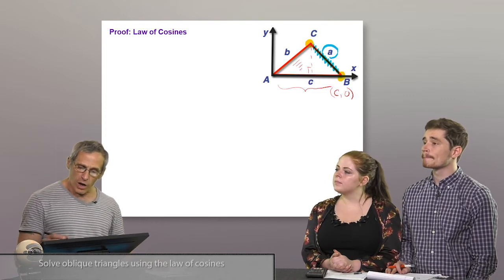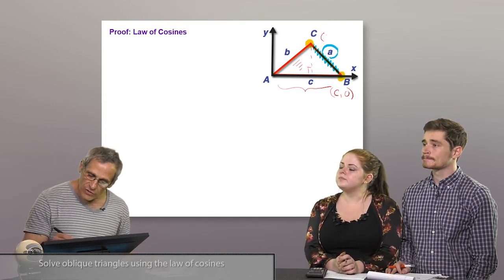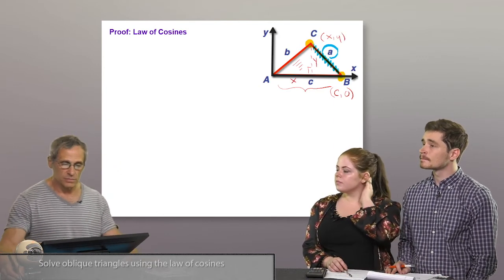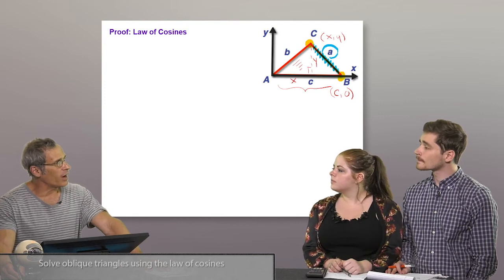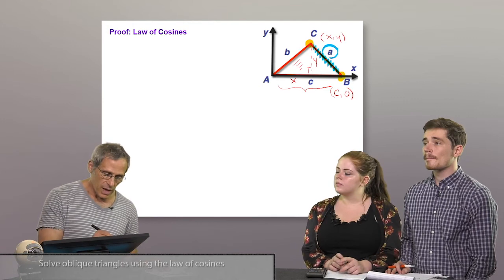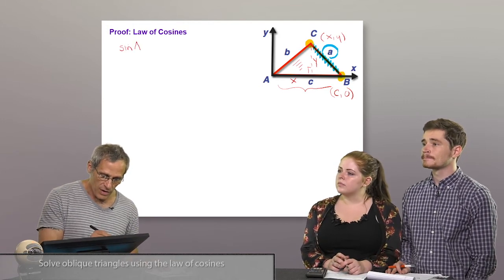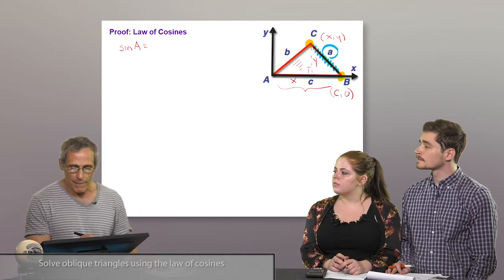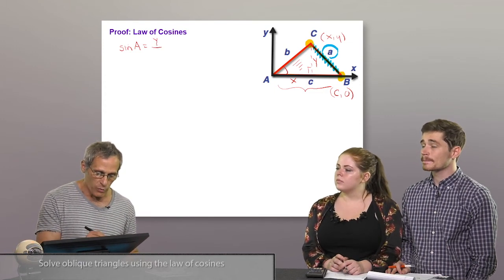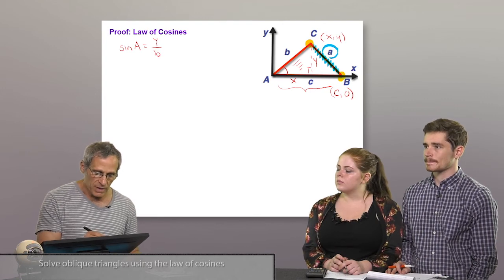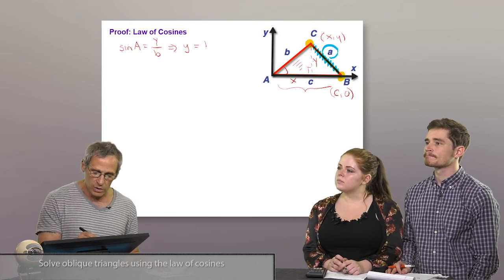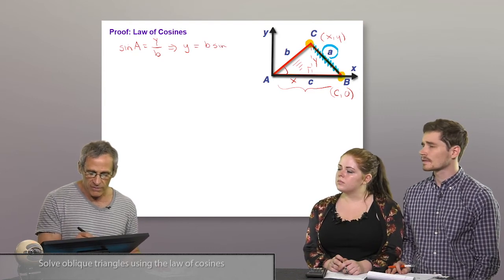For my other point, the coordinates are (x, y), where here I have an x and here I have a y. Let's see if we can find out what x and y are in terms of the parts of the triangle. I know the sine of A is equal to the opposite over the hypotenuse, and the opposite of A would be y. So I have y over b. So I can find y in terms of the parts of the triangle. Y is equal to b times the sine of A.